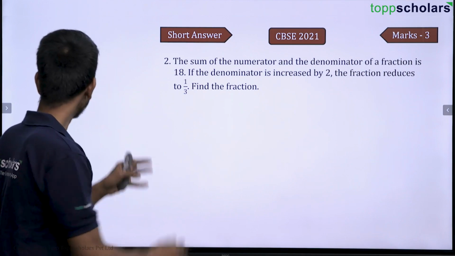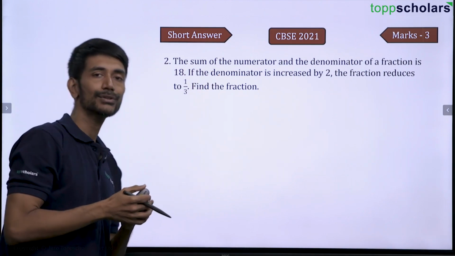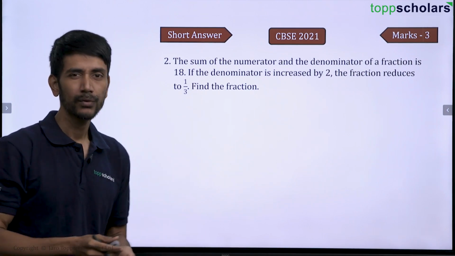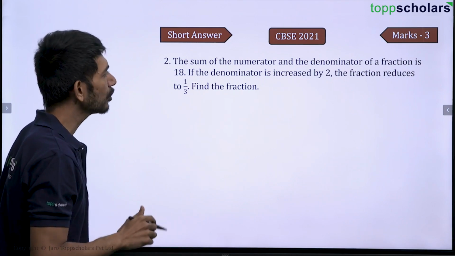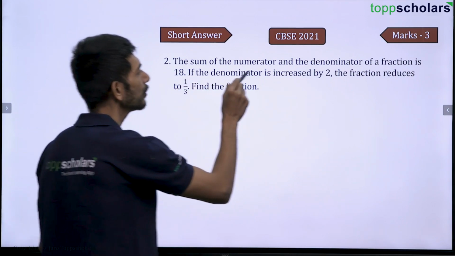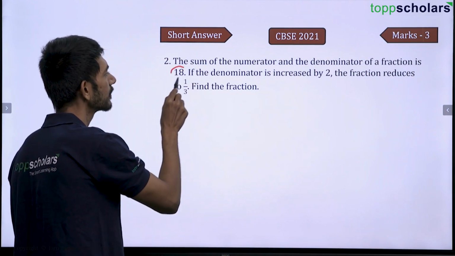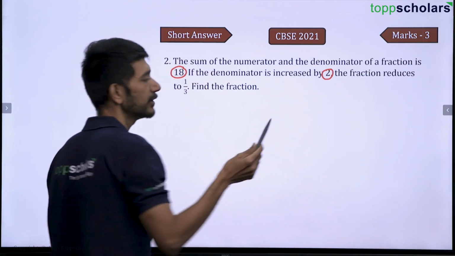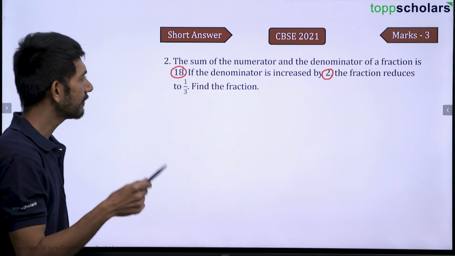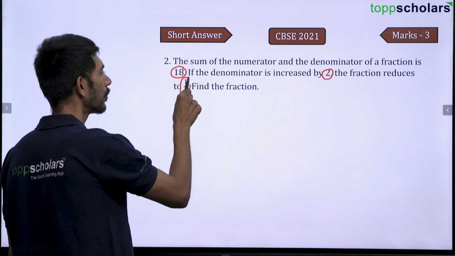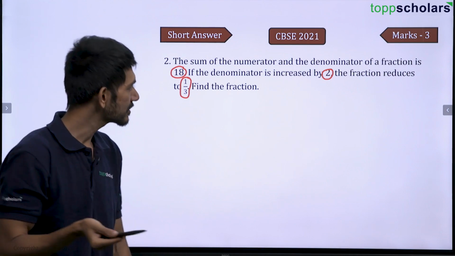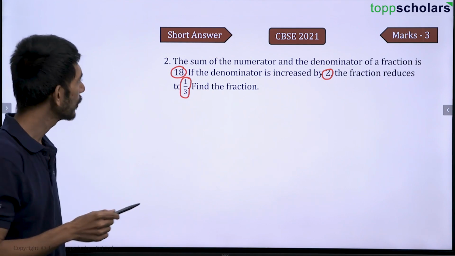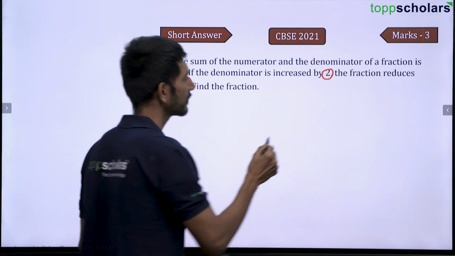Okay. An interesting question. We have a word problem here. This was asked in CBSE 2021 for 3 marks. Such type of word problems can be asked in the exam. Very simple, very straightforward also. The question says, the sum of the numerator and the denominator of a fraction is 18. If the denominator is increased by 2, the fraction reduces to 1 by 3. Find the fraction.